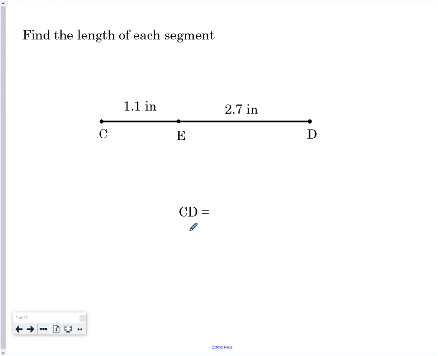Find the length of each segment. So this time I'm looking for the length of CD. Because I know it's in inches, I'm going to say it's so many inches long. What do you guys think that is? You can shout it out. How long is CD? 3.8 what? Inches. Very good.